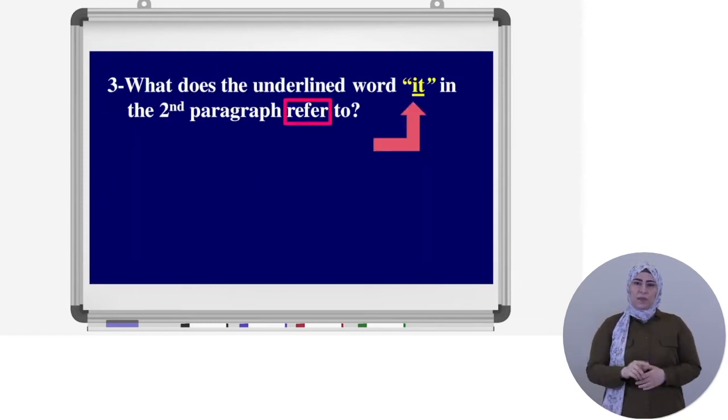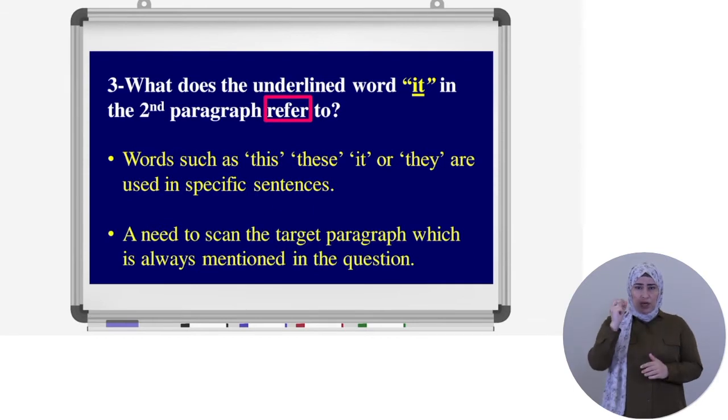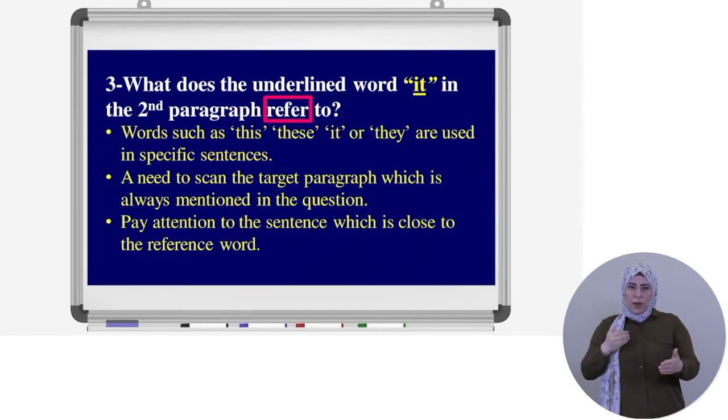Question number 3. What does the underlined word "it" refer to? Words such as this, these, it, or they are used in specific sentences. You need to scan the targeted paragraph and read the sentence to understand what the word refers to. So pay attention to the sentence, even the sentence before the one given.